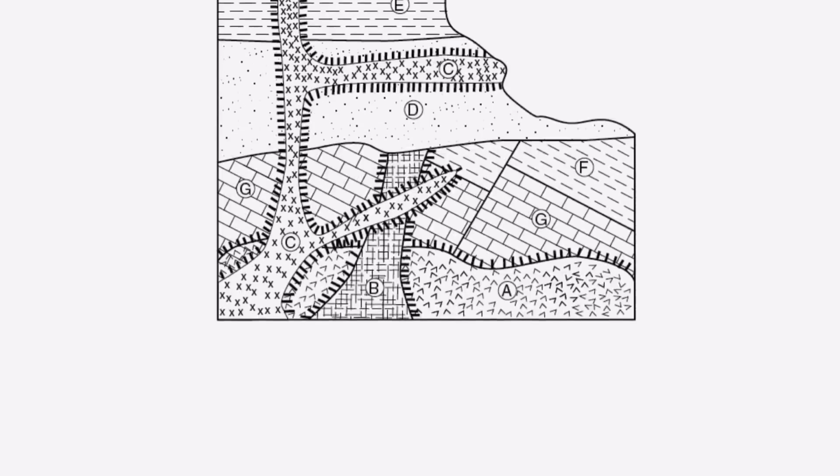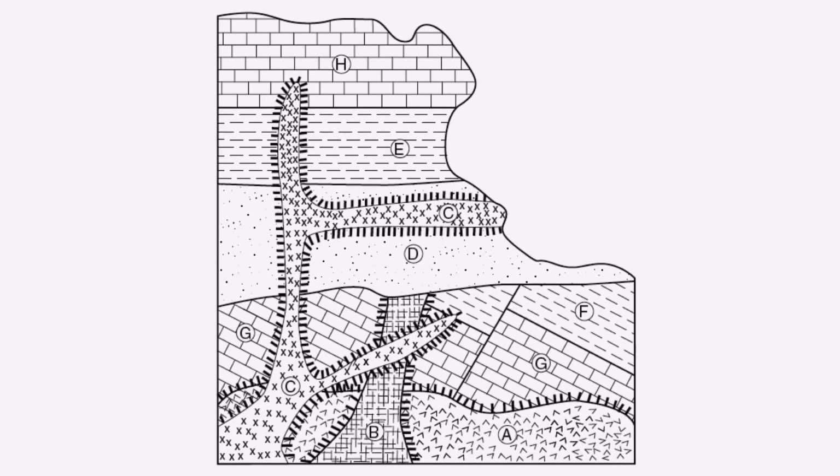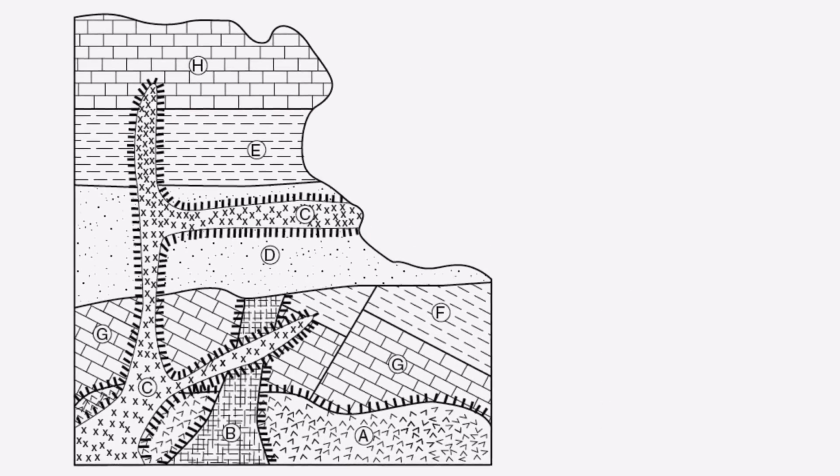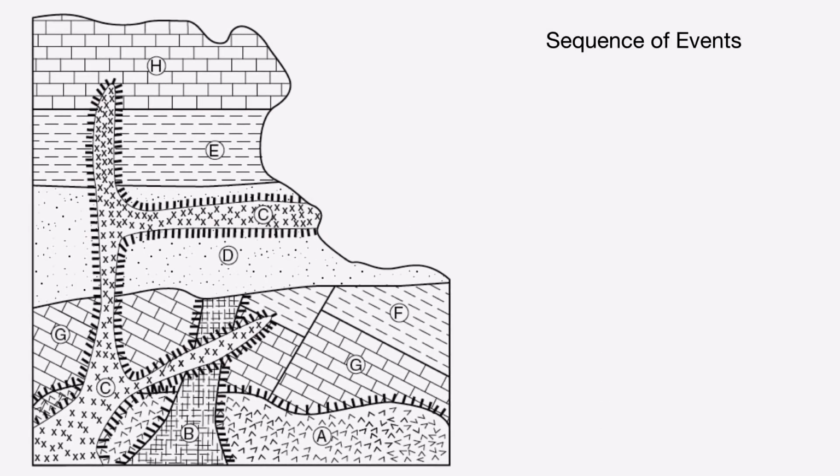Now, before we finish, let's take a look at one last tricky sequence here, and let's try and do a sequence of events together. This is a particularly tough one. But if we take it slow and follow our rules, it shouldn't be too bad. Now, I'm going to start by looking at my lowest layers. Now I see A, B, and C here. These are all intrusions, and they have all metamorphosed other layers, which means they couldn't have been there first. The other layers that they affected had to be there first.